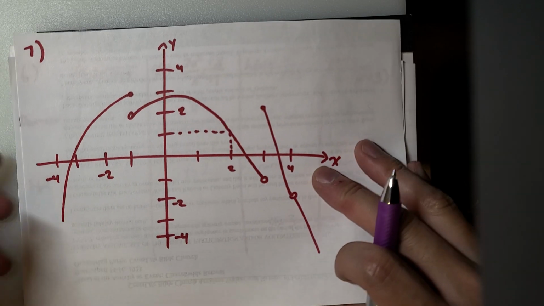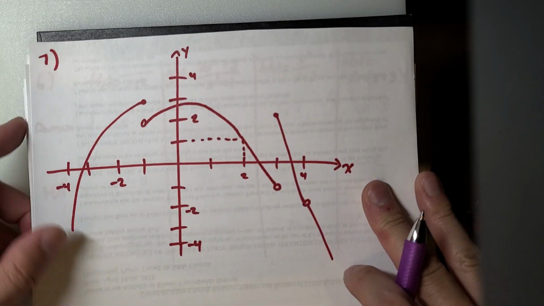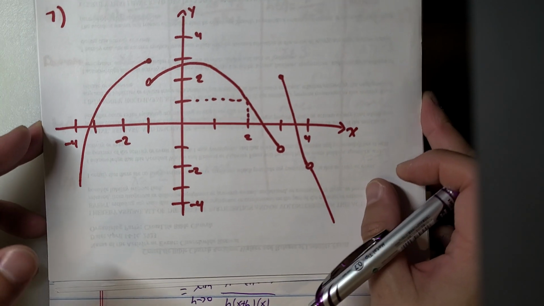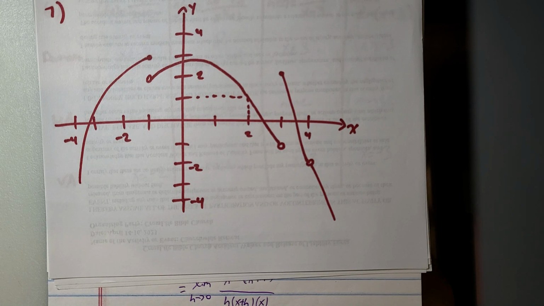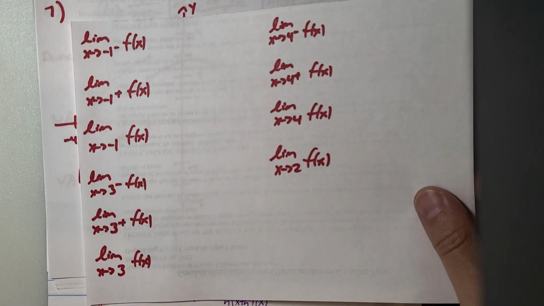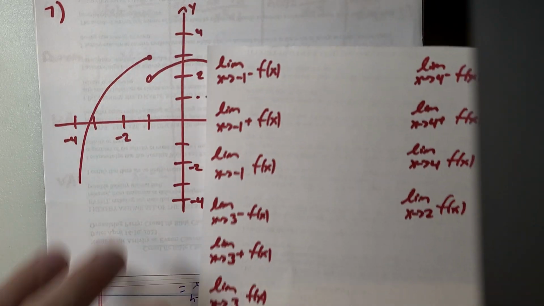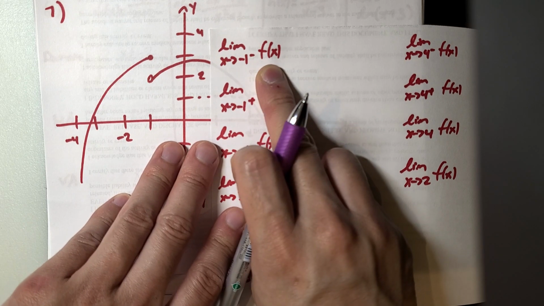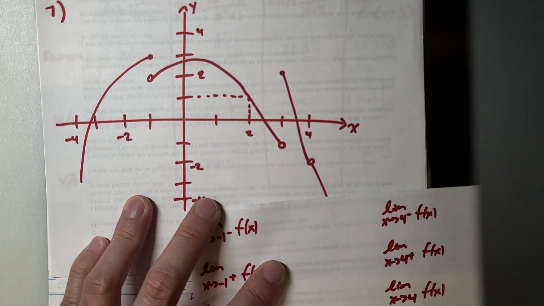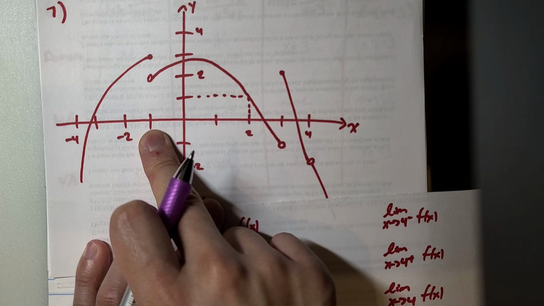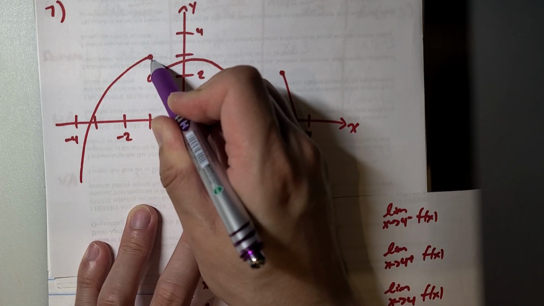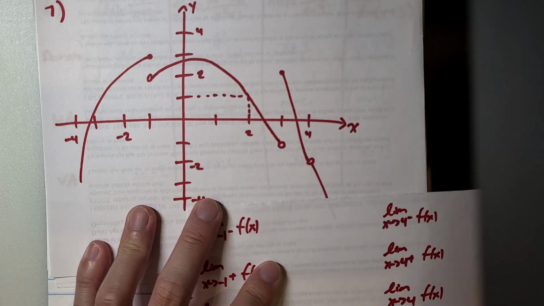Good. Now we're given this graph of f. Let me center it on the screen. And we're asked to find all these limits, so let's go one by one. We're asked to find the limit as x goes to -1 from the left of f of x. So here's -1. As we traverse -1 from the left, that's this curve over here, what's that limit? It's approaching 3.